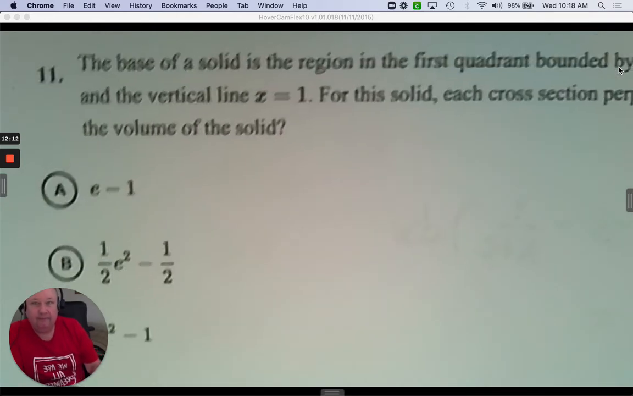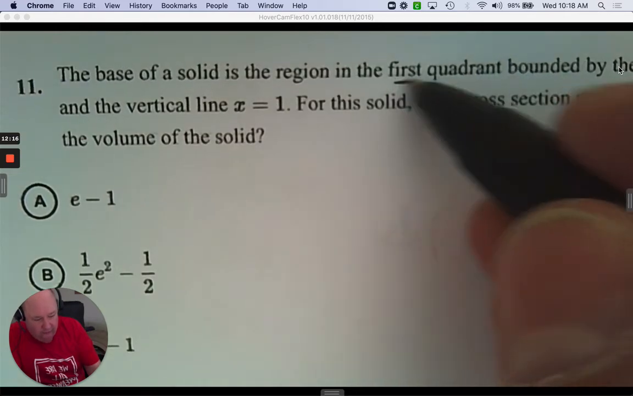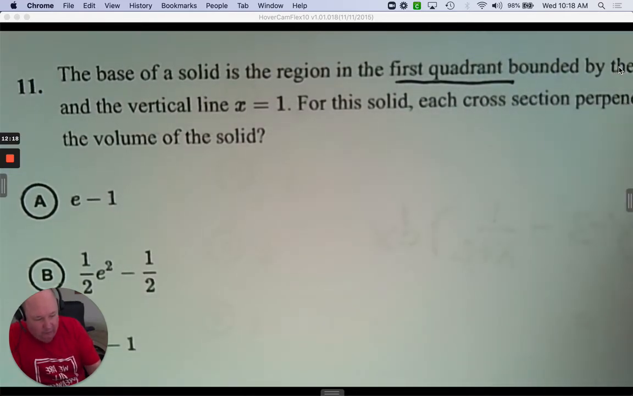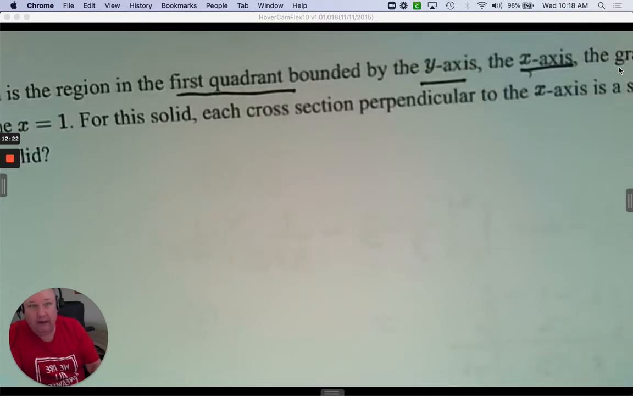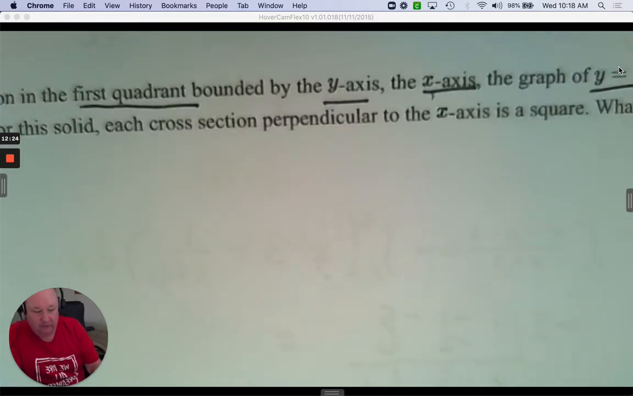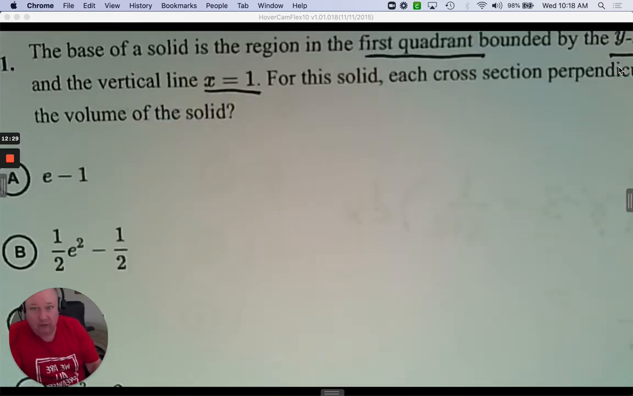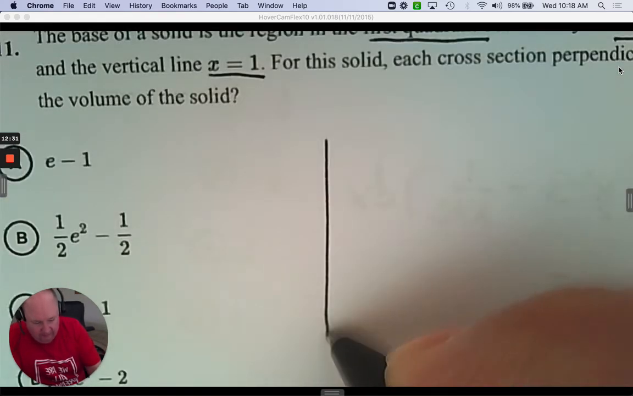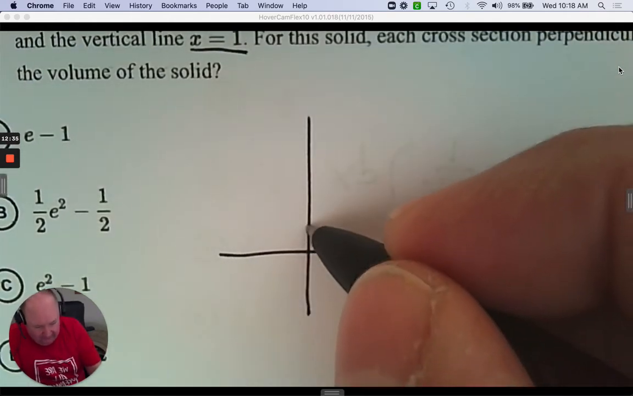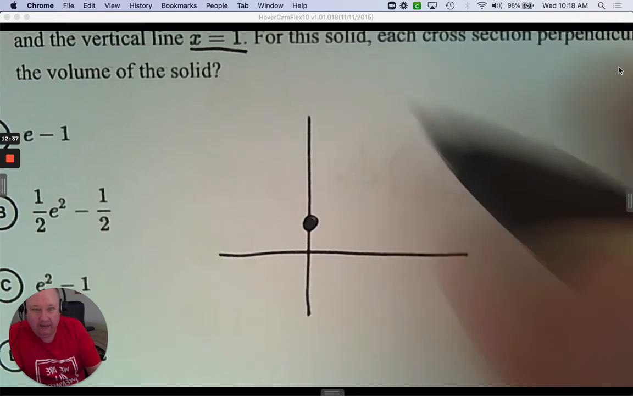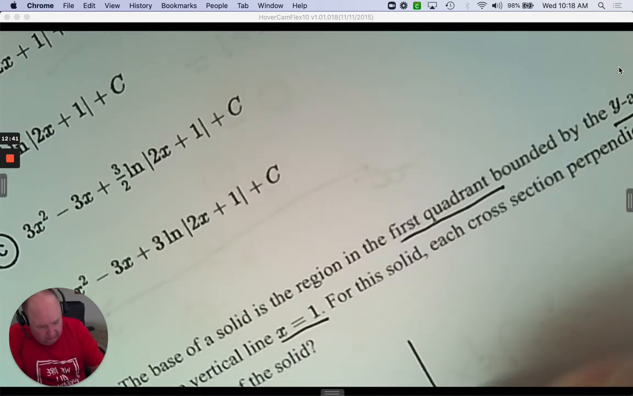Number 11. The base of a solid is the region in the first quadrant bounded by the y-axis, the x-axis, and the graph y equals e to the x, and the vertical line x equals 1. So the first thing I want you to do is actually graph that. The curve y equals e to the x goes through the y-axis at positive 1, and it has this curve to it.